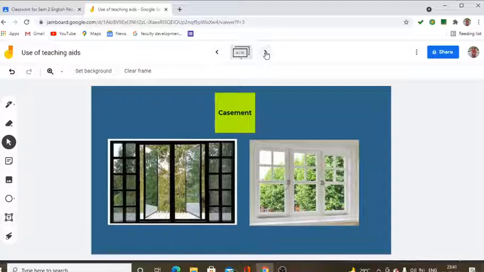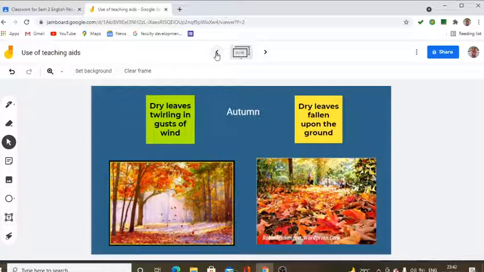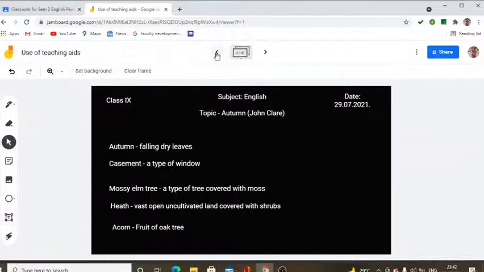A casement is a window that is attached to its frame by one or more hinges at the sides, and they open outward to the left or to the right. The teacher writes the word casement and its meaning on the board. Now we move on to the next component, appropriate to pupils' level.